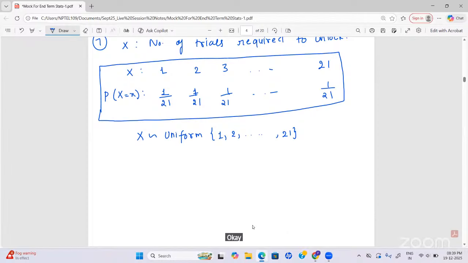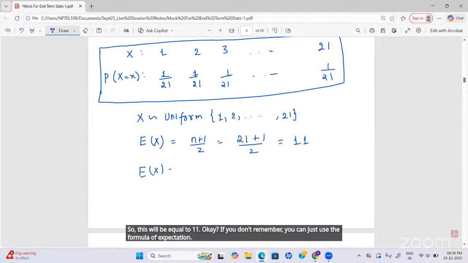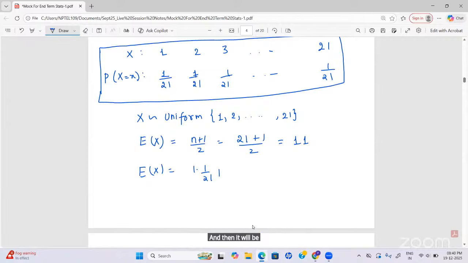Okay. So x here is uniform, and we have to find the expectation of x. Do you remember the formula? What will be the expectation of x here? Or you want to solve it? Yeah, so the formula is (n plus 1) by 2. So this will be (21 plus 1) divided by 2, which is equal to 11. Okay. If you don't remember, you can just use the formula of expectation, and then it will be 1 into 1 by 21 plus 2 into 1 by 21 like this.